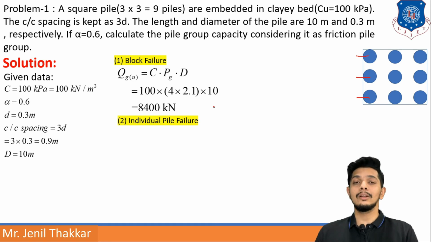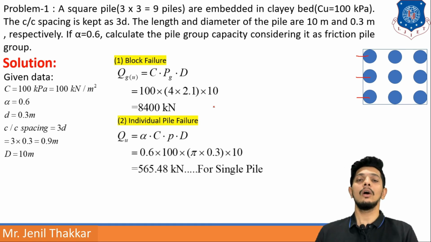Now calculating individual pile failure, or individual pile capacity. So QU is equal to alpha into C into P into D. Now we have to consider everything for an individual pile. Alpha is given as 0.6, C 100, D 10. Now for P, the perimeter, here we will put 0.3, which is the diameter, into pi. So we are taking pi into D. Here I am getting the individual capacity as 565.48 kilonewton for a single pile.